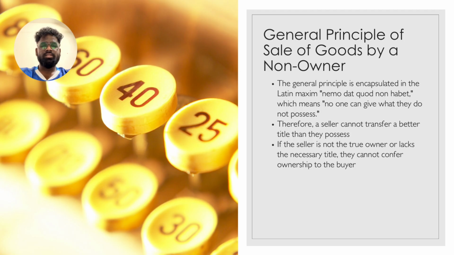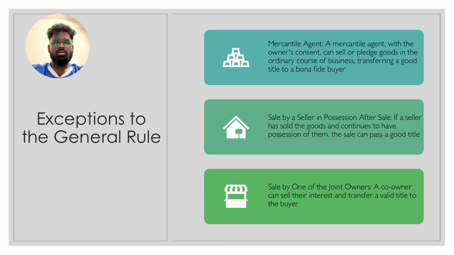General principles of sale of goods by a non-owner. This slide reiterates the core nemo dat rule using its Latin base: no one can give what they do not possess. A seller who is not the true owner cannot make the buyer the true owner. Exceptions to the general rule: these slides summarize some key exceptions to the nemo dat rule, which are already covered in detail in slides 18 to 19. So we go to the next slide.